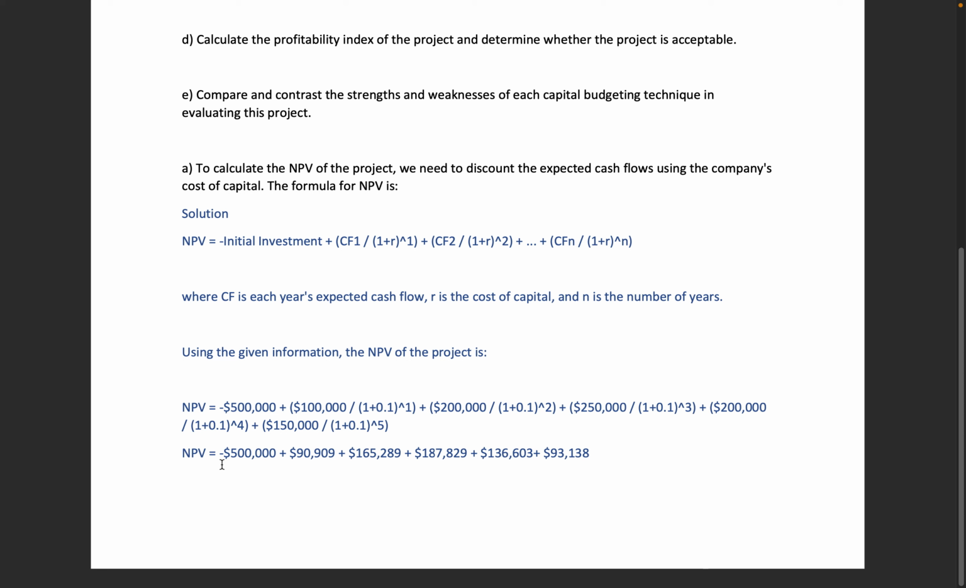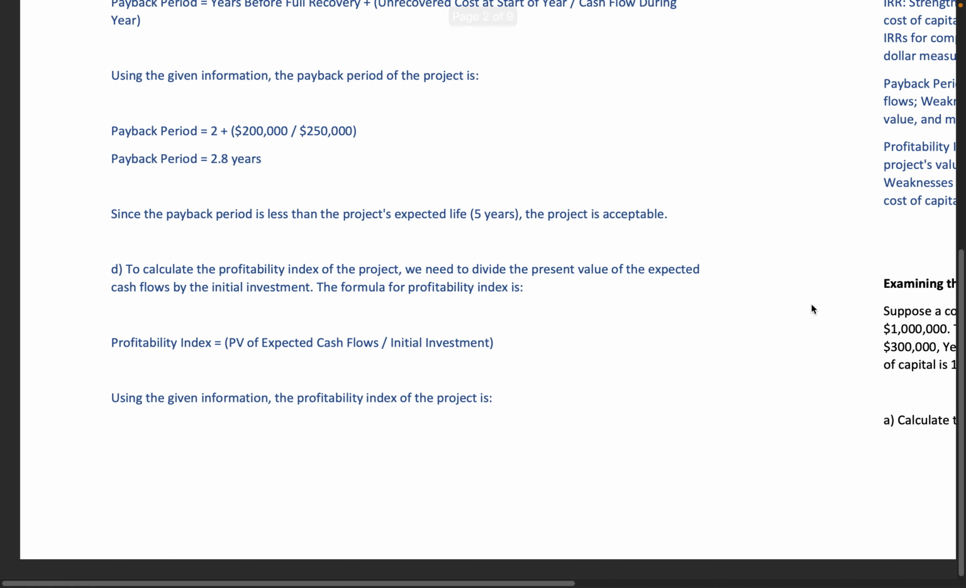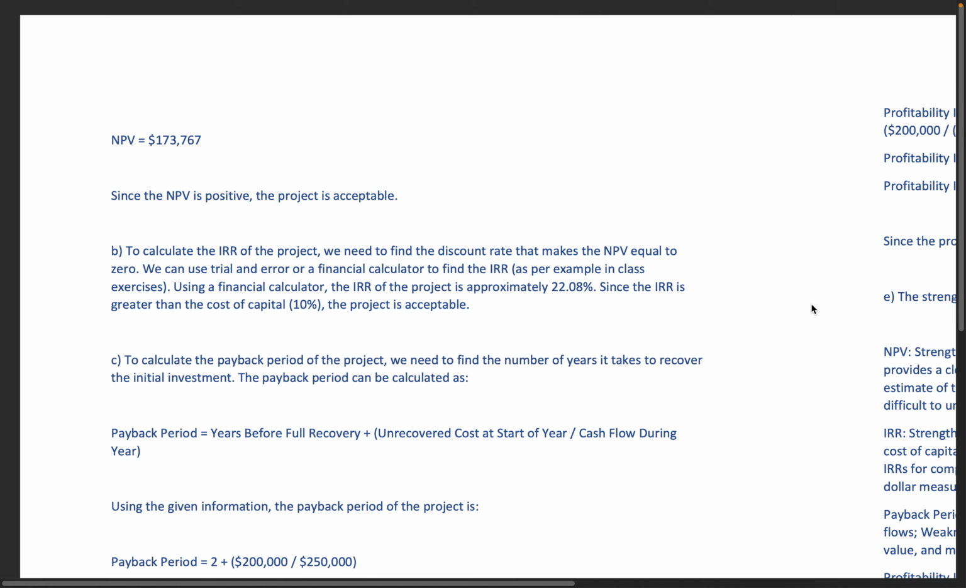And so the netting aspect to this will be your 500,000 cash outflow against all those inflows. So we see then that the NPV for this project is 173,767. So because the NPV is positive, it is acceptable. Remember the NPV rule: if the NPV is equal to 0 or positive, you can accept. If it's less than 0, you reject.